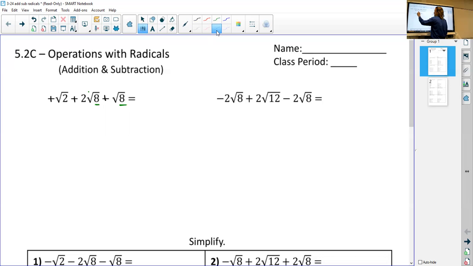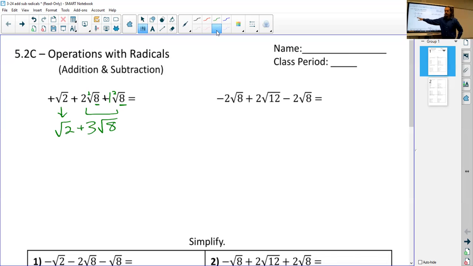So like the square root of 8, the index would be 2. So we can actually combine the square root of 8 and the square root of 8. We can put those together. So if I have 2 times square root of 8 plus, and then this coefficient, since we don't see a number here, would just be a 1 there. So we have 2 square roots of 8 plus 1 square root of 8. That we can combine together and say that is 3 times the square root of 8 plus, and then we bring down this square root of 2.